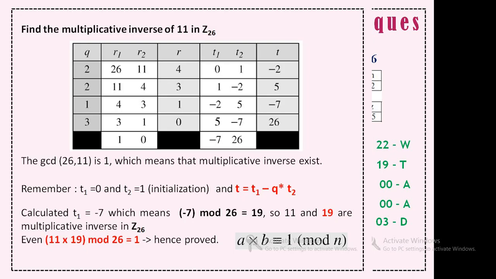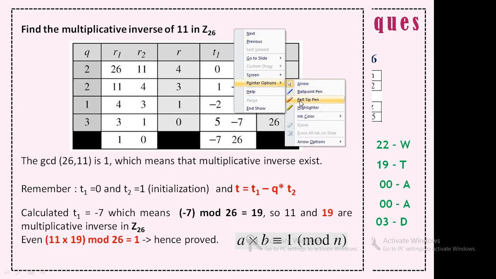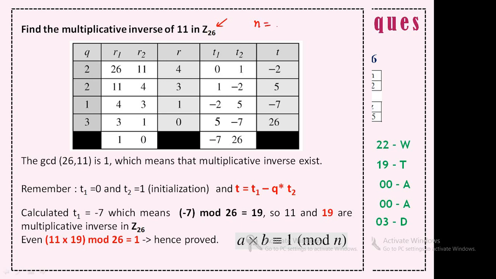Now see for yourself if you can explain it. The question is, find the multiplicative inverse of 11 in Z26. This Z26 means that we have the maximum n equal to 26 and my A is equal to 11. So see the first step: R1 equals n and R2 equals A. See the table. Don't look at Q for the time being. R1 equals 26, R2 equals 11.